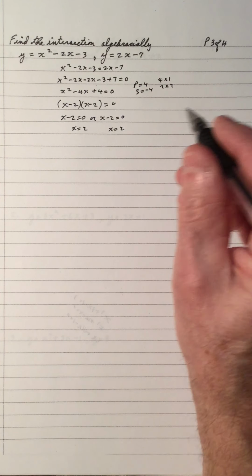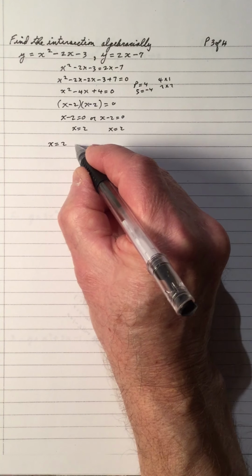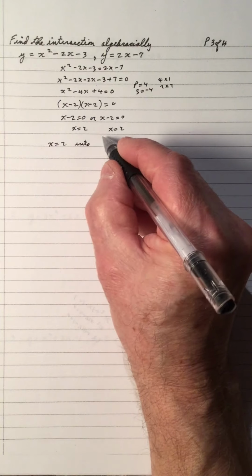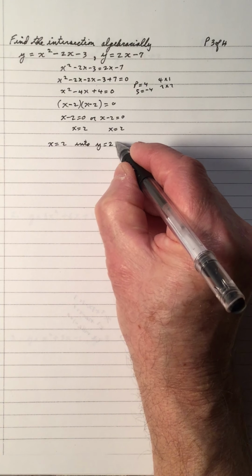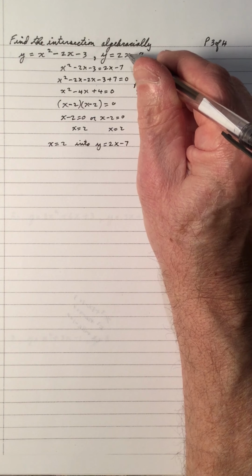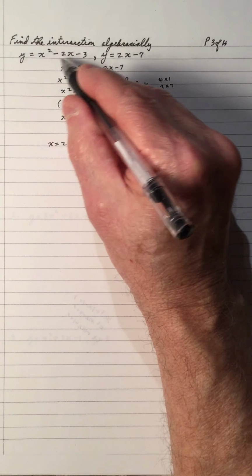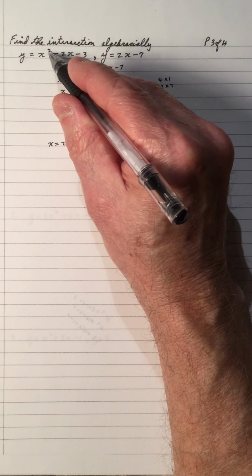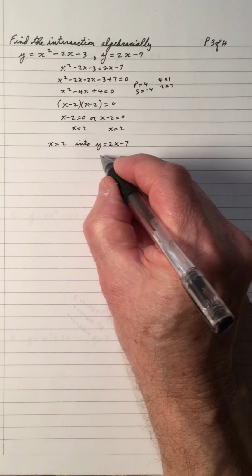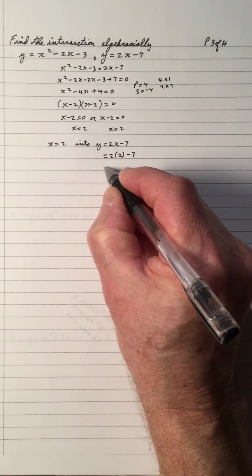That means we can plug in x equals 2 into the equation. Now I'm going to sub it into the equation of the line. It's easier, because you've got less work to do. You could sub it into the quadratic for x, but the line is better because it has fewer terms in x.